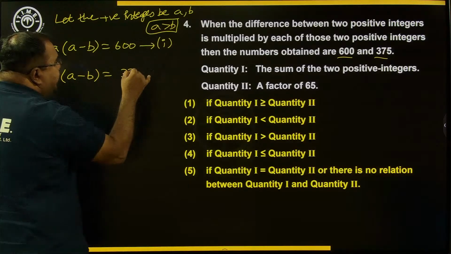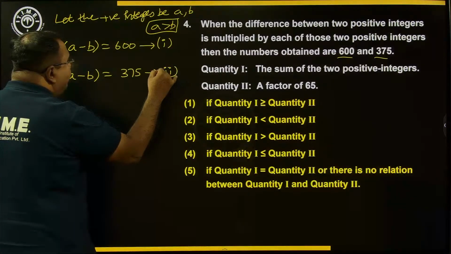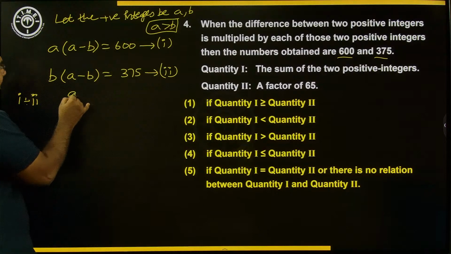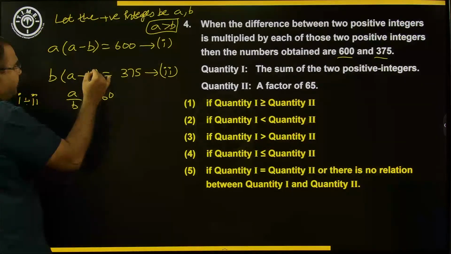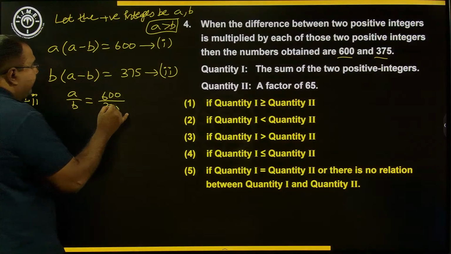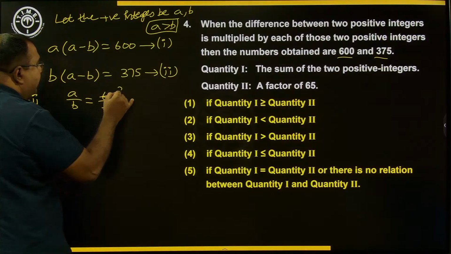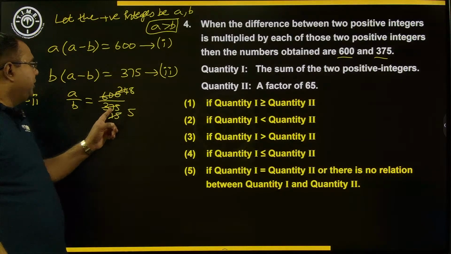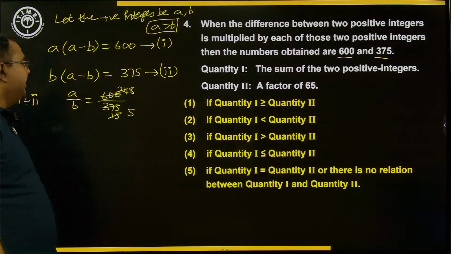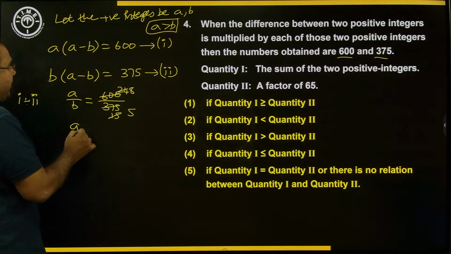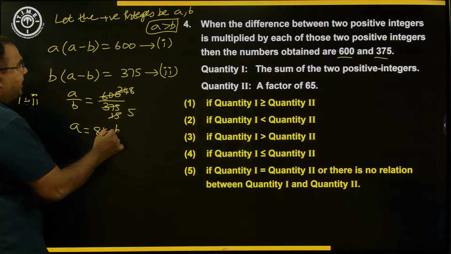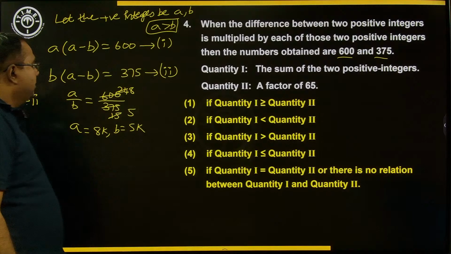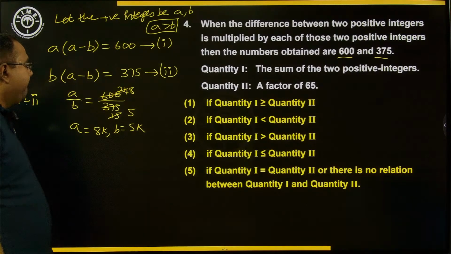We know that a is greater than b, so 600 here, 375 there. Let us not get into the solving process; let us do it like this. If I divide the left-hand side, I get a upon b, as (a minus b) cancels, equals 600 upon 375. 25 is a common factor. Again, 3 8s are 24, 3 5s are 15. So a is to b is 8 is to 5. Now a is equal to 8k and b is equal to 5k. Fine. What is the question?